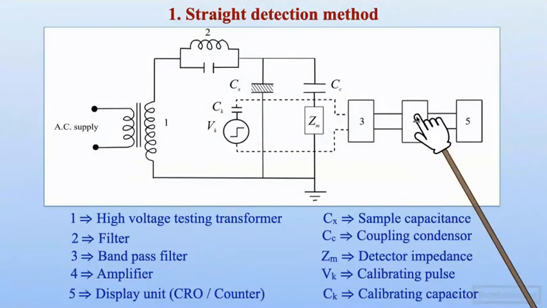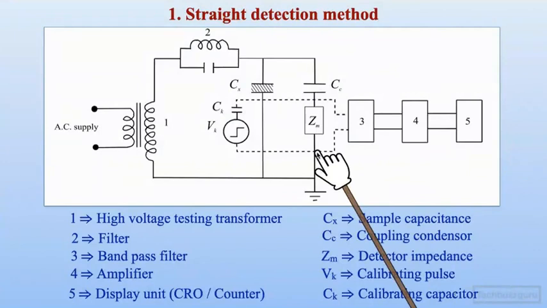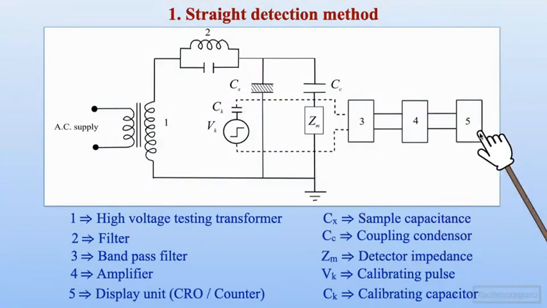The amplifier is required because partial discharges are available in the form of very low power pulses, which are to be amplified before they are seen by the CRO or noted by the counter. Counter means the one which can count the pulses.